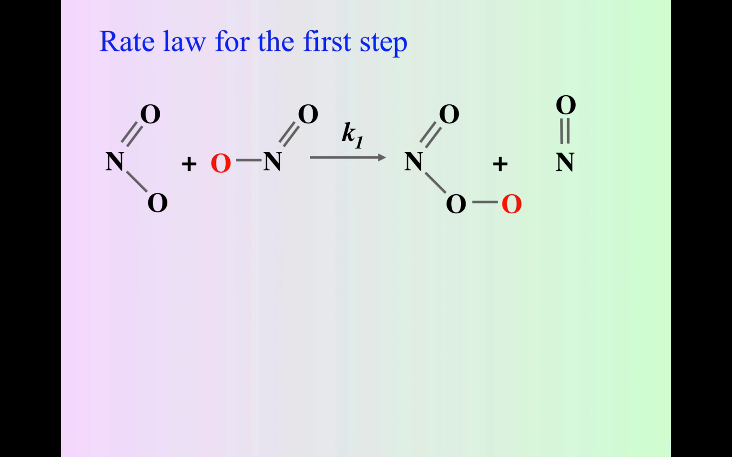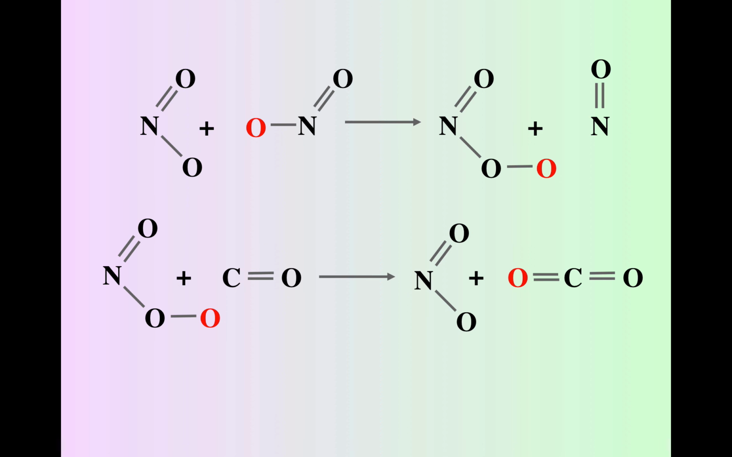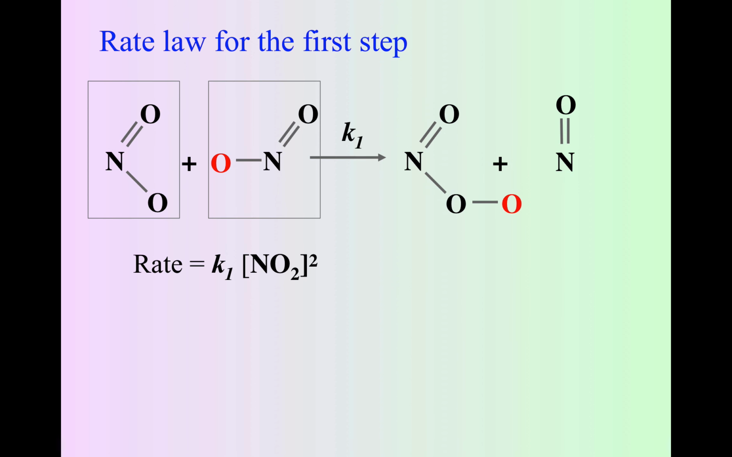The second step involves having carbon monoxide slam into the intermediate that's formed during the first step. So hey, increasing the concentration of carbon monoxide is not going to increase this rate of reaction. The reaction can only go as fast as the slow step. So carbon monoxide has no relationship to the rate of reaction, only the nitrogen dioxide.